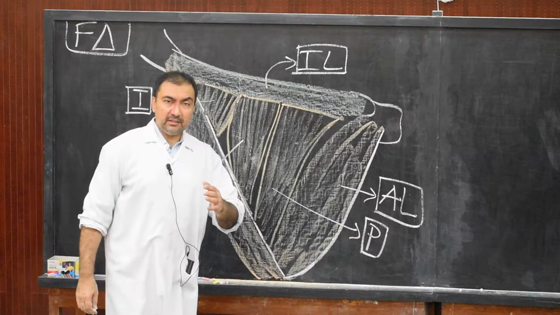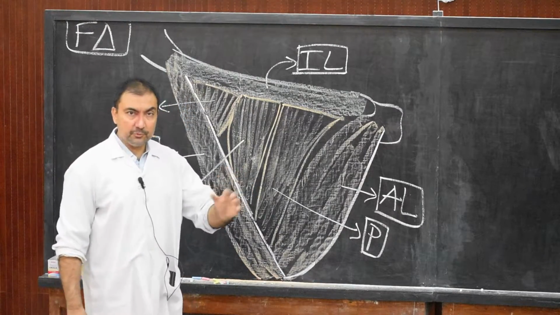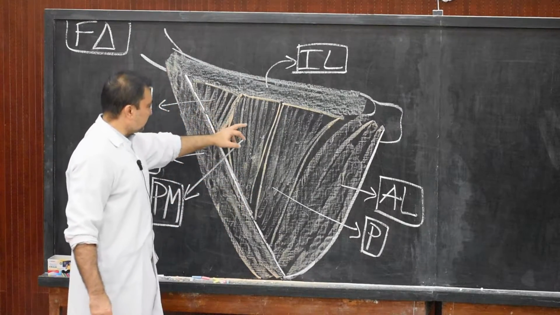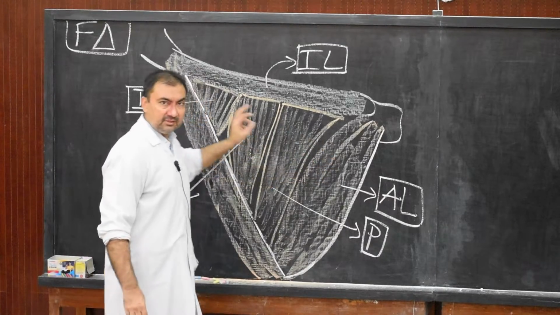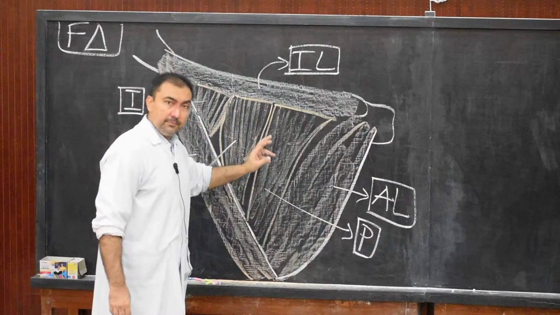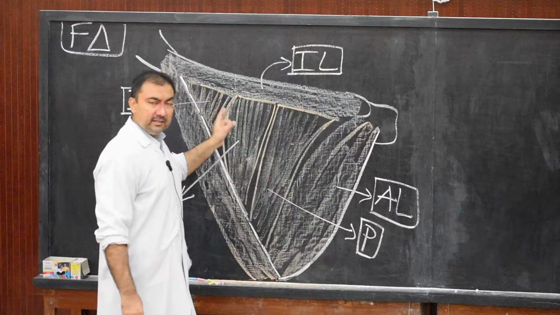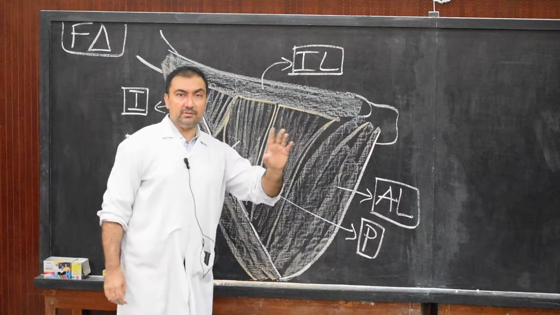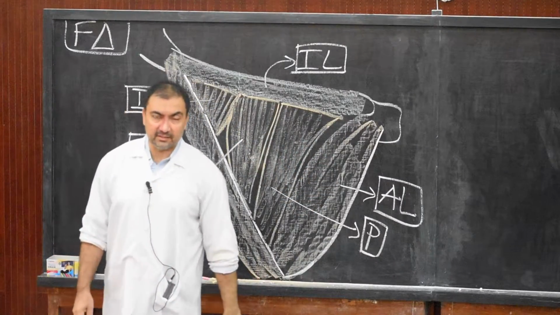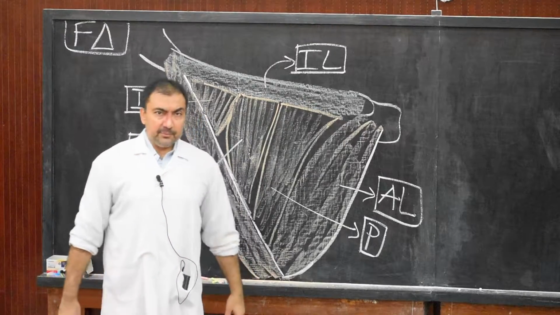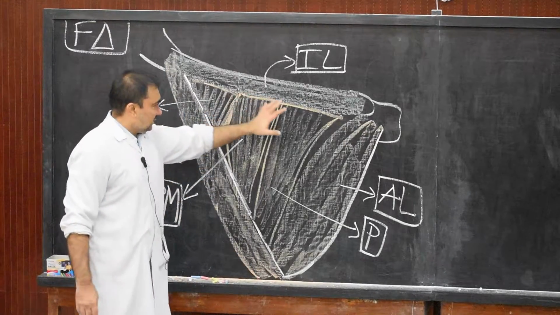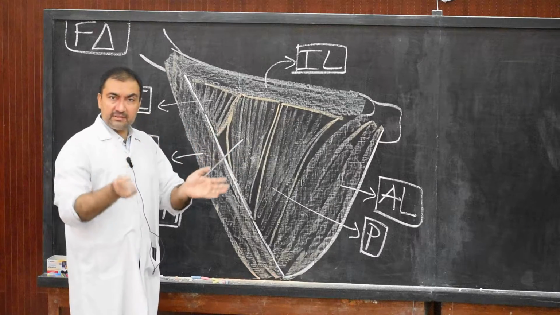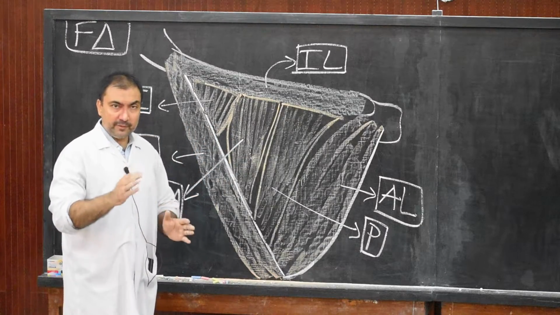The floor of the femoral triangle is formed by 4 muscles from lateral to medial: iliacus, psoas major, pectineus, and adductor longus. Now comes the important discussion. Since we are discussing the boundaries of the femoral triangle only, we have finished the floor.